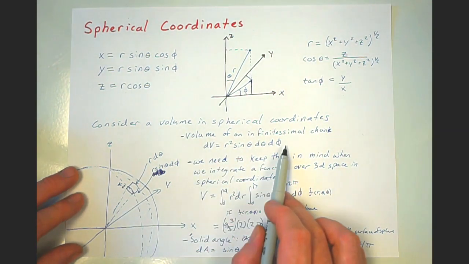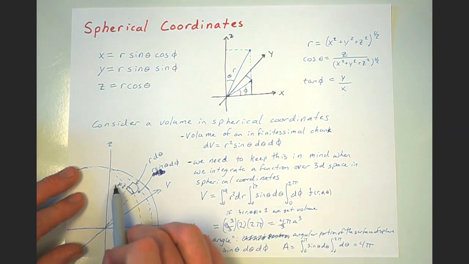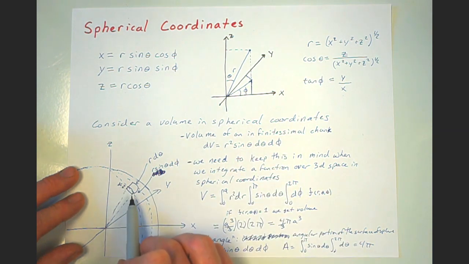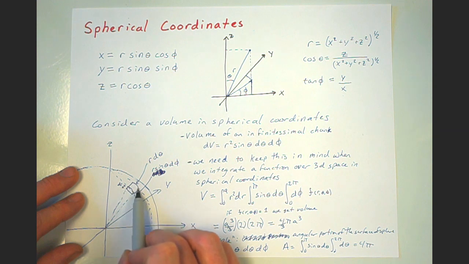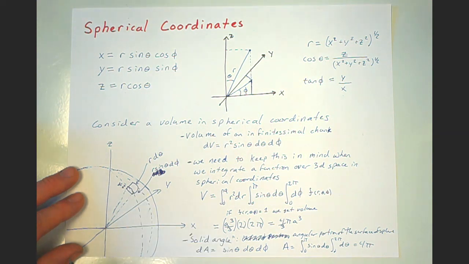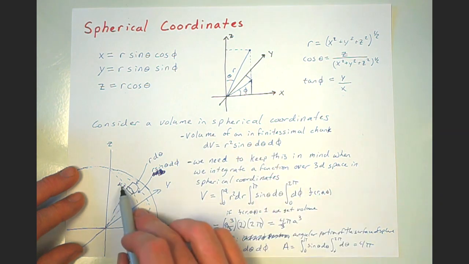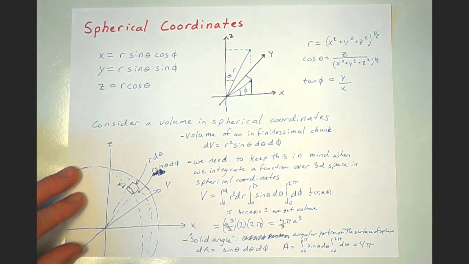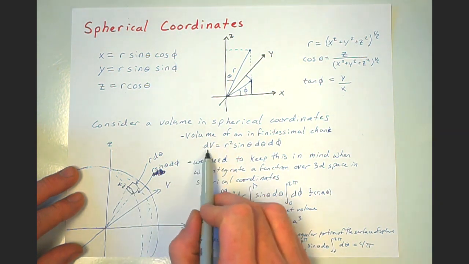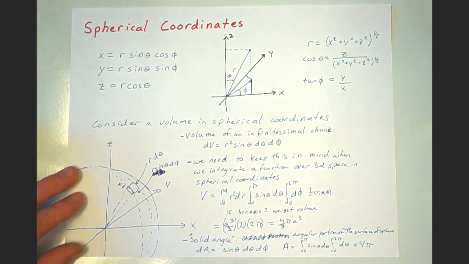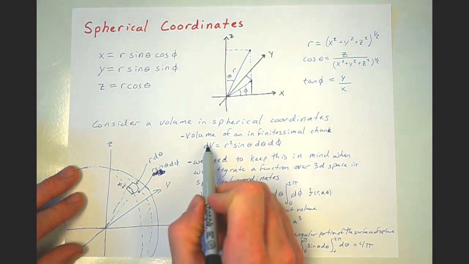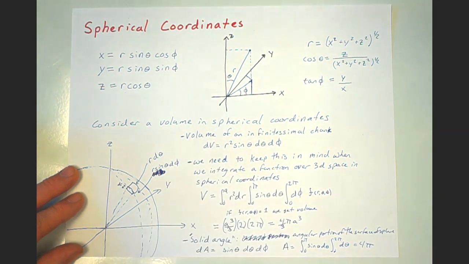That infinitesimal volume, if this has sides dr, r d theta, and r sine theta d phi, is given by the product of the lengths of each side. So that dV volume is going to be r squared sine theta dr d theta d phi. And when performing an integral of any function in 3D space, we're going to need to actually use this as our dV term.